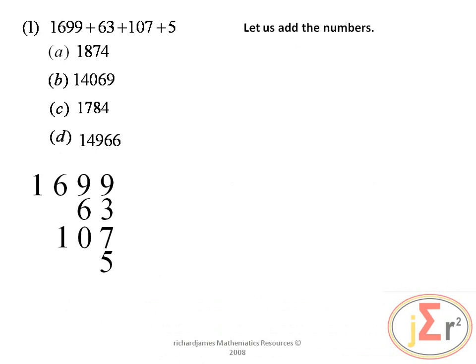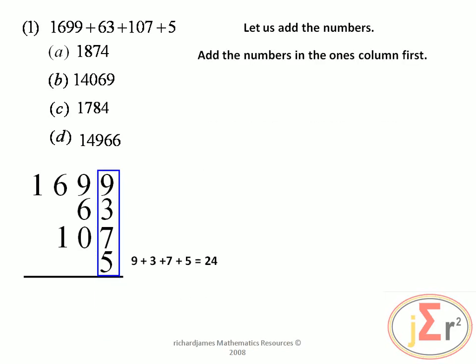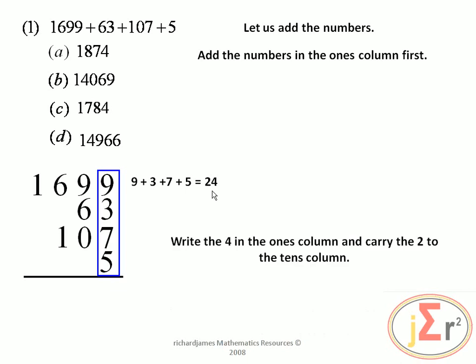Next, we are going to add the numbers. So when adding numbers, of course, we are going to begin with the smallest place value, which is ones. So we are going to add all the digits in the ones column first. In the ones column, we have 9 plus 3 plus 7 plus 5. That's what we have here, 9, 3, 7, and 5. So we will add those. When we add them, we get 24.